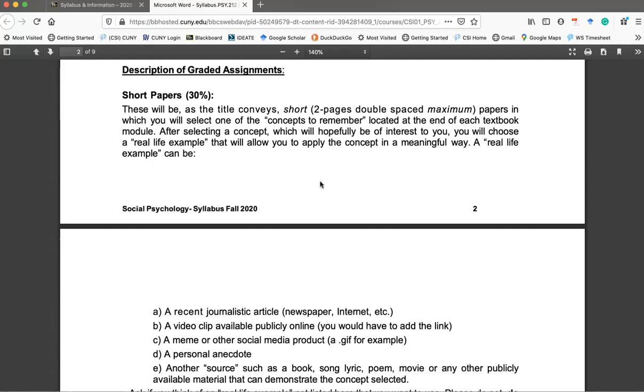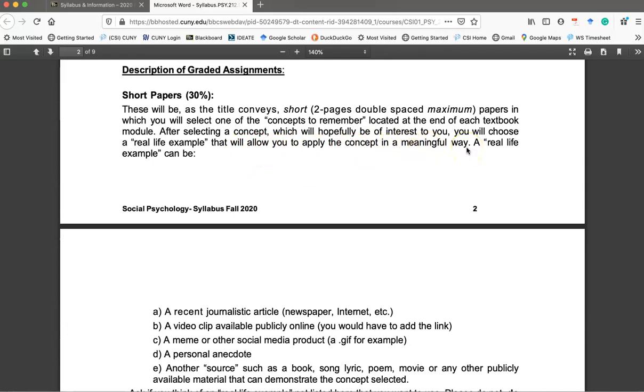So in these papers, you will select one of the concepts to remember located at the end of each textbook. When you get the textbook, you're going to see that at the end of each chapter, there is a list of concepts to remember. So you choose any of those, whichever you like, whichever you understand better, whichever makes it easy for you to write a paper. So after you select this concept, which will hopefully be of interest to you, you will choose a real life example that will allow you to apply the concept in a meaningful way.